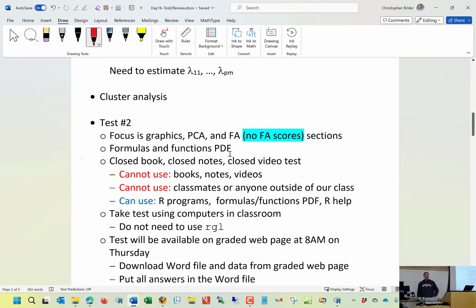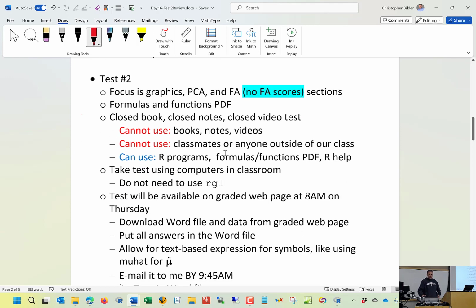Given the time here, I want to make sure that we have enough time to go through the test review. So we'll jump to the test review now. And if there's still a little bit of time remaining in the class, maybe we'll go to the cluster analysis section and start that as well. Okay, so let's talk about test number 2. Test number 2 focuses on graphics, principal component analysis, and factor analysis. Since we just got done doing the factor analysis scores, I'll make your life a little bit simpler and tell you that's not on the test. It could be on the final, but it's not on this test.